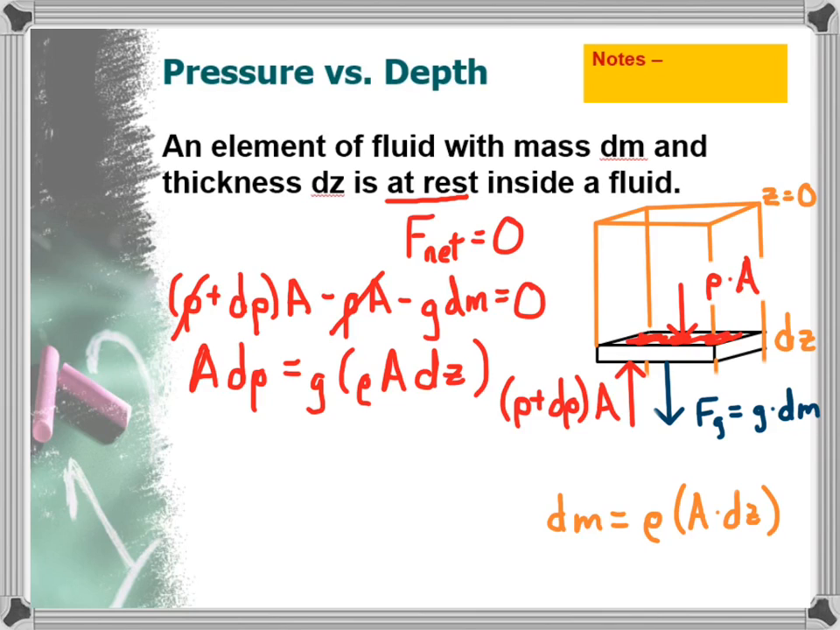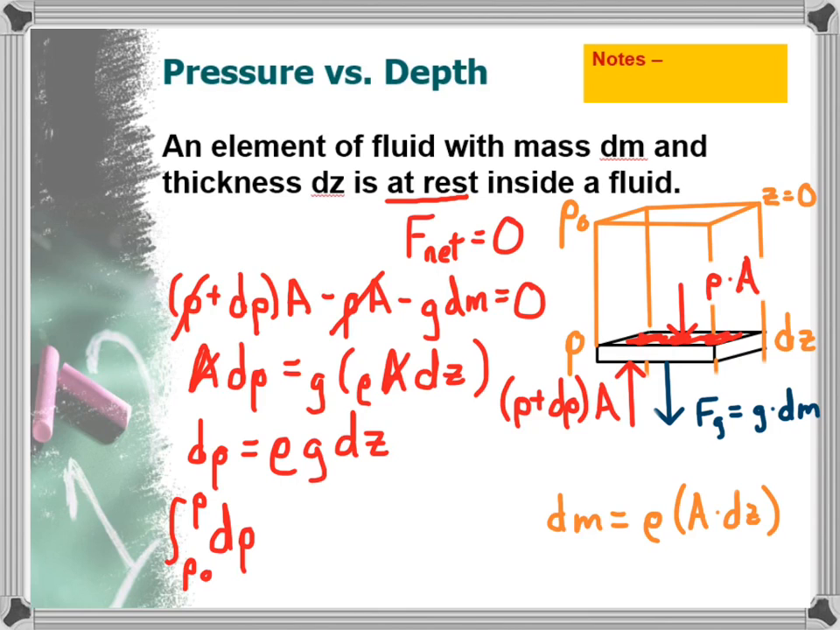Alright, well, it looks like I have A on both sides, so I can divide both sides by A, and then I get this differential equation: dP is equal to rho times g times dz. Well, if I want to integrate both sides from the top of the fluid all the way down to the depth that this element's at, I can set up this definite integral. So I'm going to call P0 the pressure at the top of the fluid. There it is. And I'm going to call P the amount of pressure at this fluid element right here.